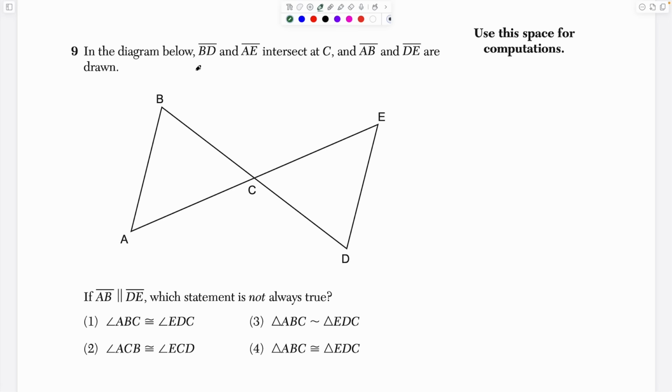Question 9, in the diagram below, BD and AE intersect at C, and AB and DE are drawn. If AB is parallel to DE, which statement is not always true? So for this one, let's think about what we could say once we know that AB is parallel to DE.